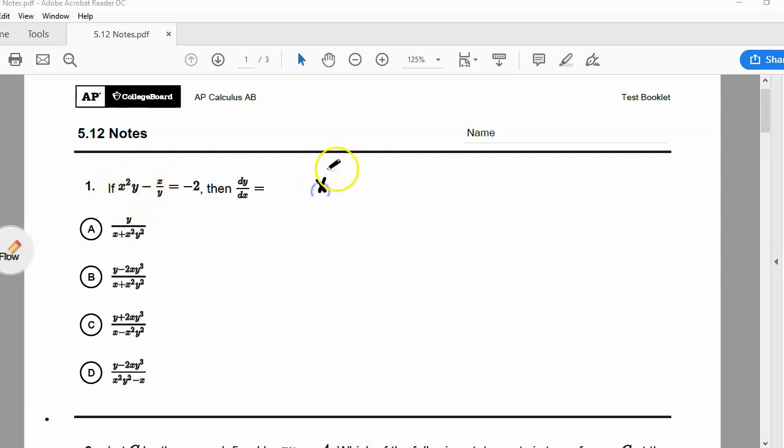So I would have x squared times the derivative of y, so dy over dx, plus y times the derivative of x squared, which is 2x. So that's my derivative here. Then I have to use a quotient rule for x over y. So I would have to say y times the derivative of x, which is this 1, minus x times the derivative of y, which is dy dx, all over y squared, and that will equal 0.